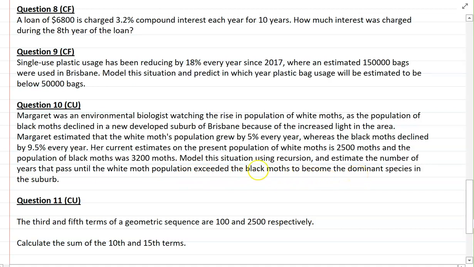Alright, so we're told that we've got to use recursion here. So think about developing a geometric sequence to model the white moth and black moth populations, and go from there to see if we can find where they become exceeded. Press pause and give it a go.